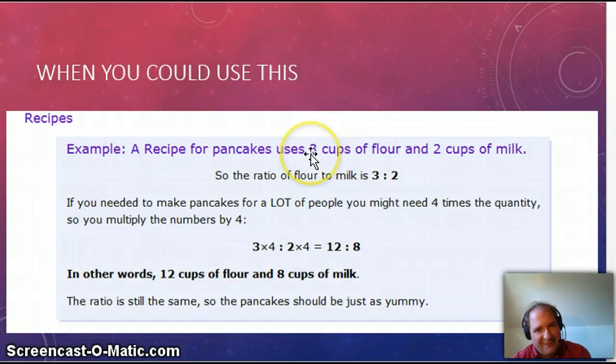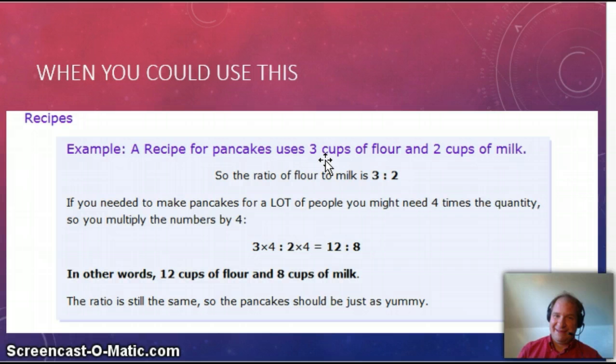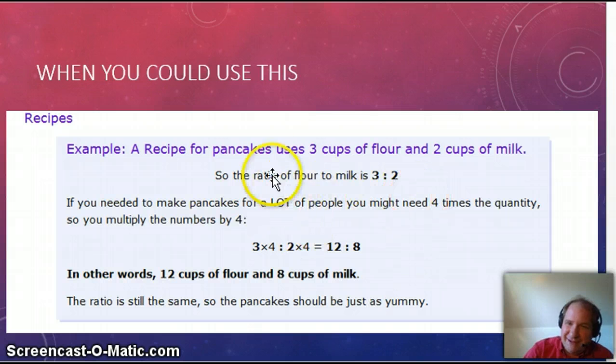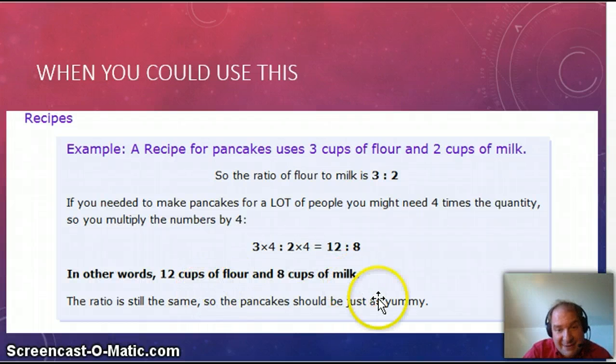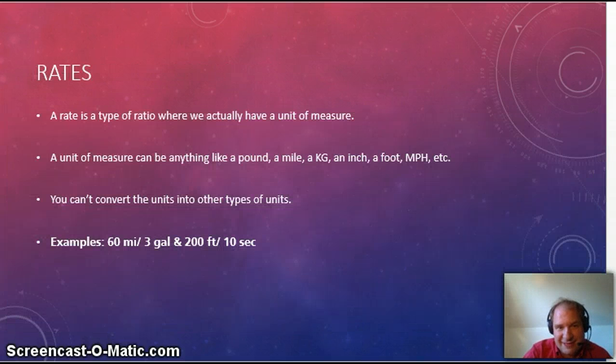So when to use this? Let's say you're going to make pancakes, 3 cups of flour, 2 cups of milk. But you've got to make this for everyone in your church. It's your day to make the pancakes. So you have to scale up. You need 4 times the amount. Before, just for one batch, 3 cups flour, 2 cups milk. Now you need 12 cups flour, 8 cups milk. Your pancakes will still taste good.